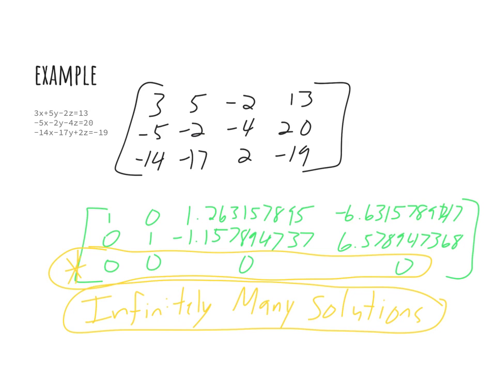Go ahead and pause the video and figure out whether this last one is no solution or infinitely many solutions, and then hit play and see how you did. Okay, so what's in black should be what you typed into your calculator. What's in green should be what you get when you do the RREF. And you'll notice that last row has 4 zeros on it, which tells us that there are infinitely many solutions.